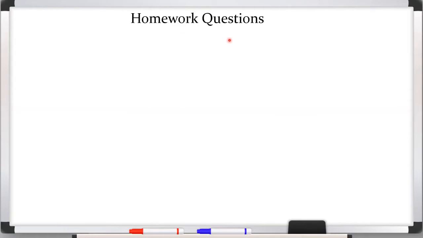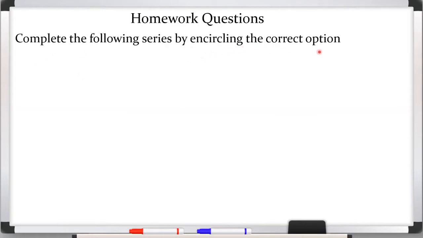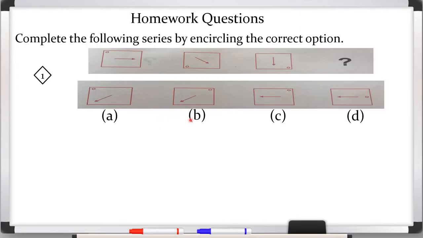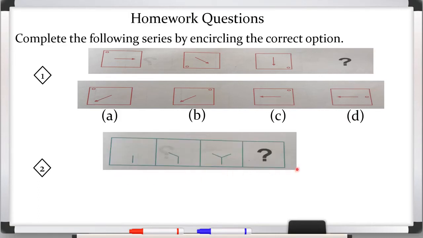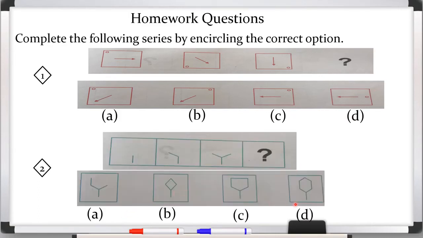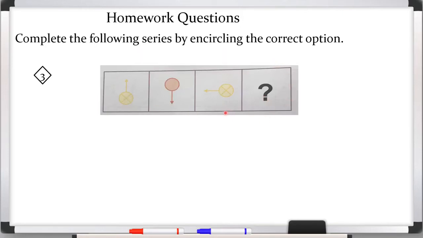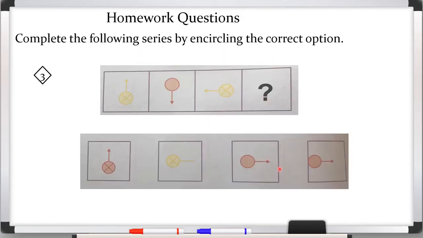Now homework questions. Complete the following series by encircling the correct option. So here in question number 1, this series is given to you and these are the options. And you have to find out the correct option. Now in question number 2 also it is given and you have to find out the correct option from it. Okay, now 3, these series are given and you have to find out the correct option by observing these.